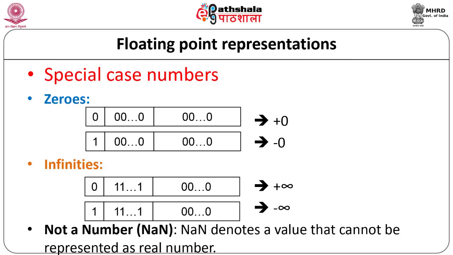It denotes that the number cannot be represented as a real number, for example 0 upon 0. So, NaN is represented with an exponent of all ones, that is E is equal to 255 for single precision and E is equal to 2047 for double precision, and any non-zero fraction.